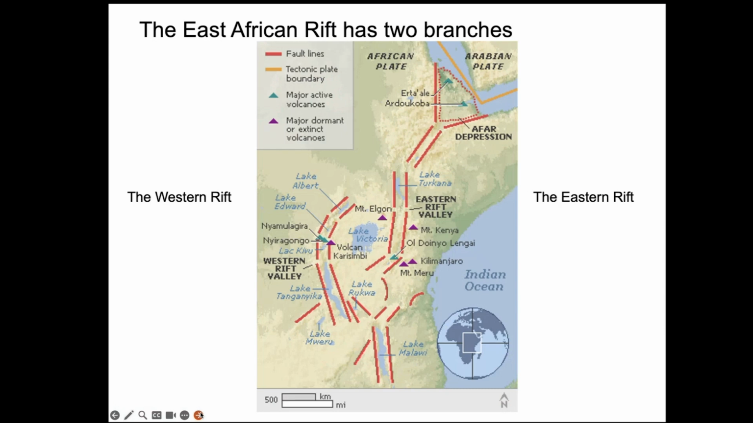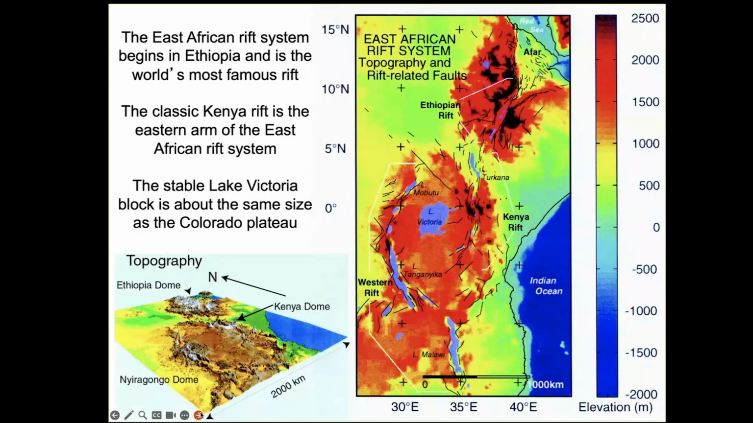So the East African Rift System in the north begins in Ethiopia, and I think it's arguably the world's most famous rift. It was also the one that got Marie Tharp excited when she saw similar structures in the Mid-Atlantic Ridge. And this is the Kenya Rift, the eastern arm of the East African Rift, coming down through Lake Turkana. And then this is Lake Victoria, and this is a block about the same size as the Colorado Plateau.